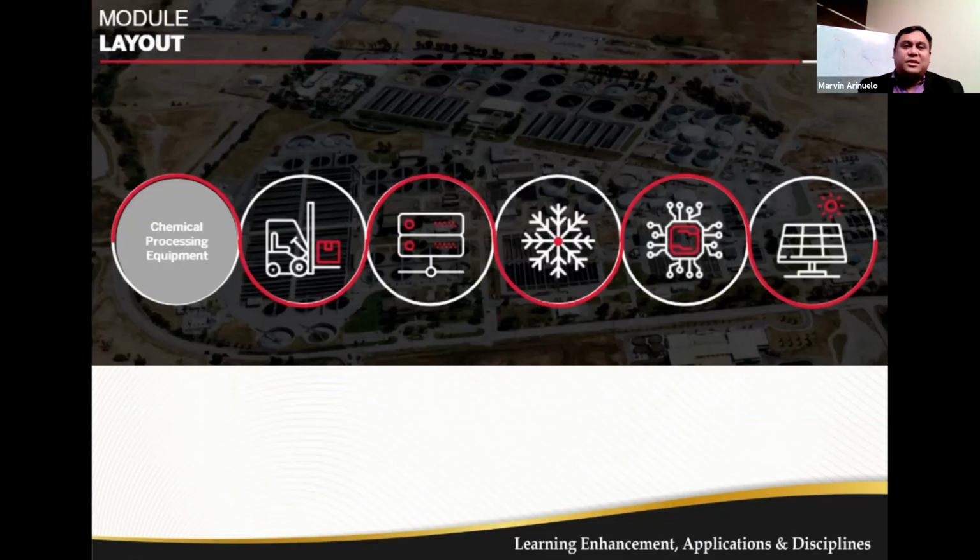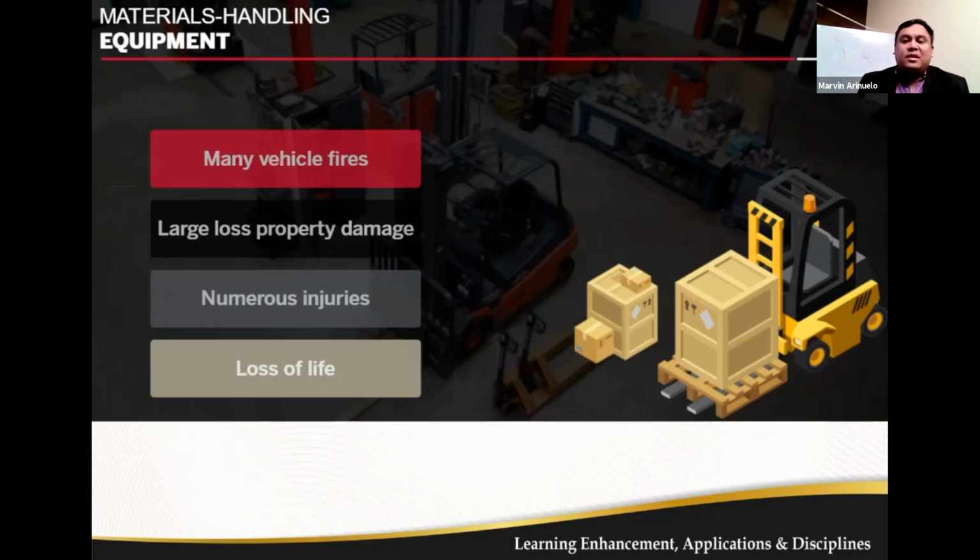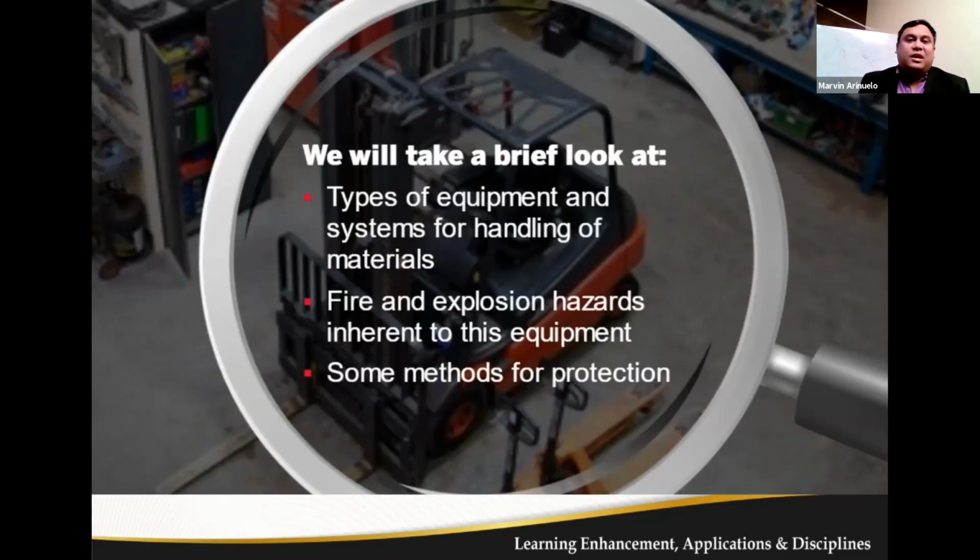Let us discuss the chemical processing equipment. Material handling here. We go now. Material handling equipment includes powered industrial trucks and automatic guided vehicles or AGVs, mechanical and pneumatic stock conveying systems, and cranes. And in Section 8, Chapter 3 of your Fire Protection Handbook, focus on this special equipment. This accounts for a large number of vehicle fires reported to U.S. local fire departments, including large losses of property damage, injury, and even deaths. Let's take a brief look at the basic types of equipment and the systems for handling materials, the fire and explosion hazards inherent to this equipment, and some methods of protection.